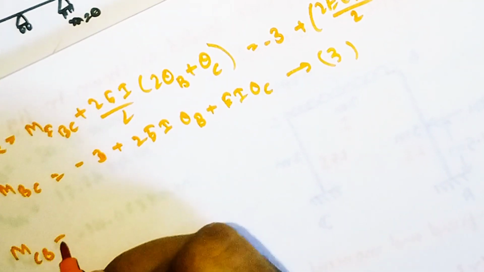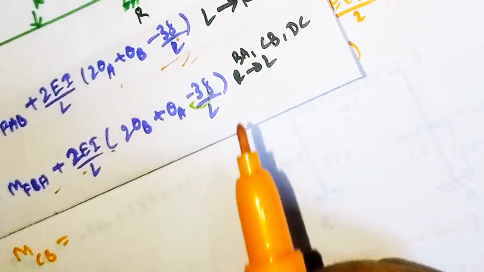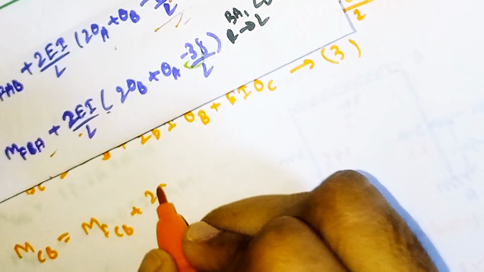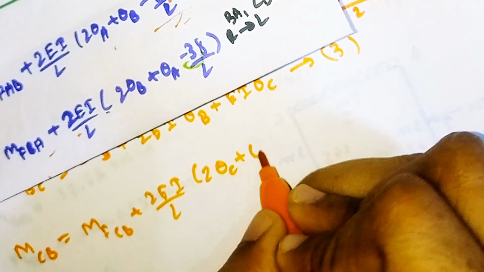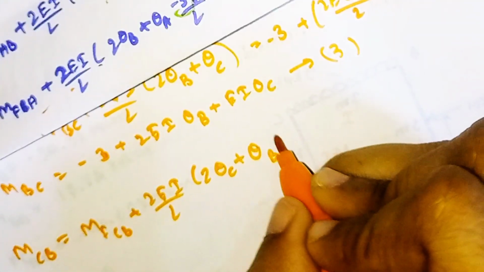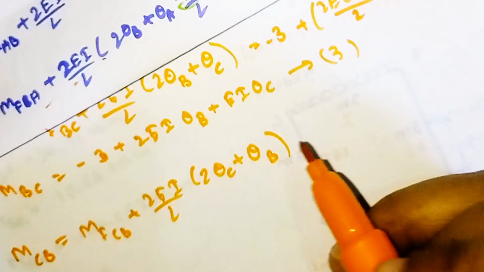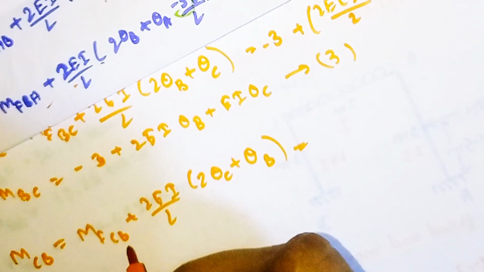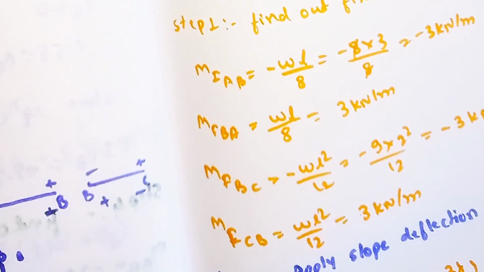MCB, span MCB we need to calculate. So for that we have the formula, this one. In case of BA we need to put the CB. So MCB is equal to MFCB plus 2EI divided by L, 2 into first letter is theta C plus second letter is theta B. So minus 3 delta divided by L we should not take because our BC is the horizontal member. So substitute all the value. MFCB value we got was how much? So MFCB we got was 3. Substitute this value there.